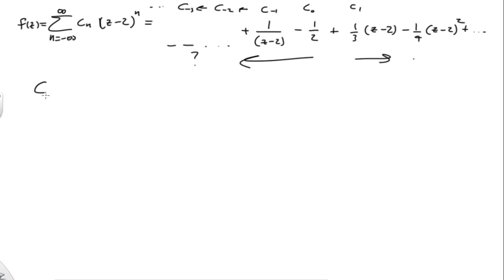So now let's try c negative 2. We can put that in. That's 1 over 2 pi i, integral over our contour of 1 over z minus 1.